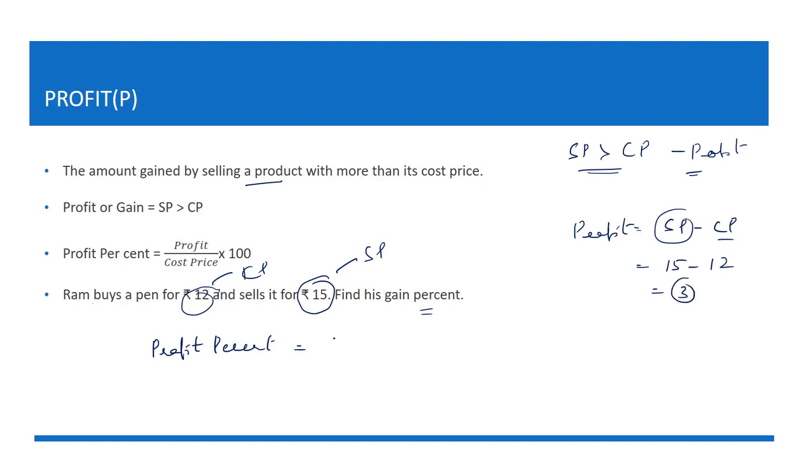So profit percent is equal to profit. He has made a profit of 3 rupees and cost price is 12, into 100. 3 ones are 3, fours are 4, ones are 25. The profit percent here is 25%. Right, this is the way you need to calculate.